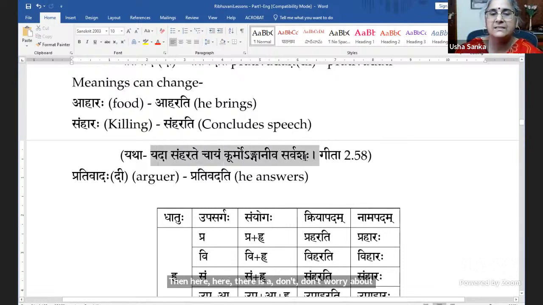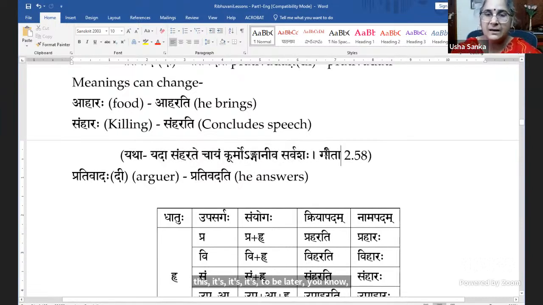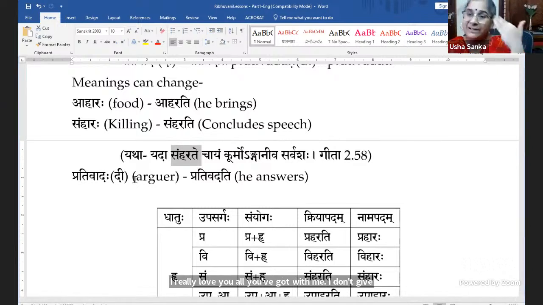Yada samharate chayam kurmongani sarvashah. This is from the Bhagavad Gita, with samharate. A lot of Sanskrit can be taught from the Bhagavad Gita. I really love it. I would give you dozens of examples from the Bhagavad Gita. But after a stage, many things come out for you.